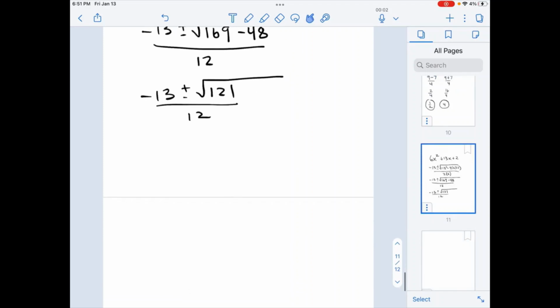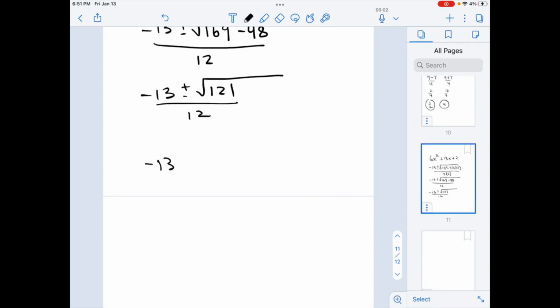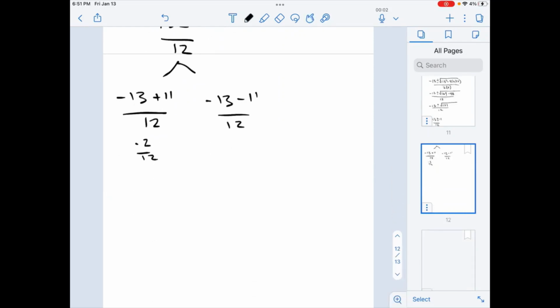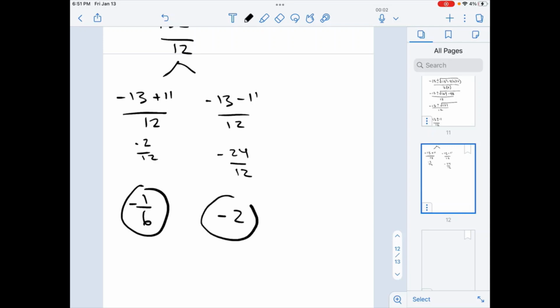And that's going to get us down to negative 13. Square root of 121 is 11. And now breaking this into the two different cases, negative 13 plus 11 over 12, negative 13 minus 11 over 12. That's going to be negative 13 plus 11 is going to be negative 2 over 12. Then right here, there's going to be negative 24 over 12. This is going to be negative 1/6. And this is going to be negative 2. Okay, let's do another one.